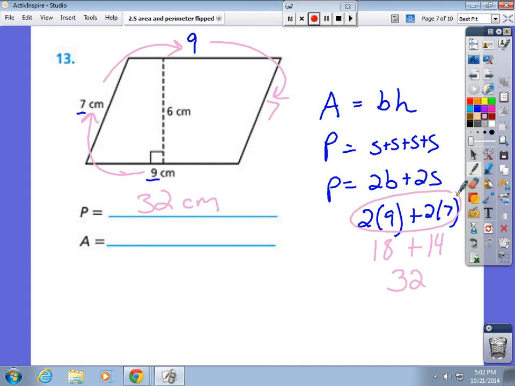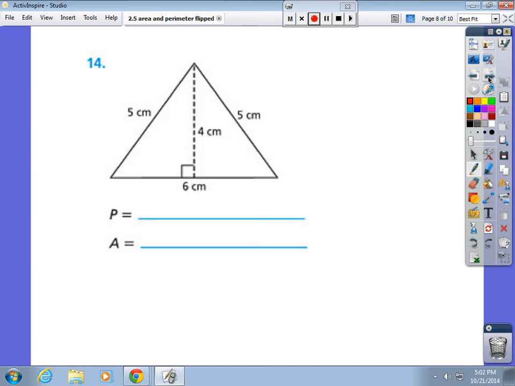Otherwise, you could have done this formula, filling everything in. Area, base times height. Let's go red, base of 9, height of 6. 6 times 9 gives me an area of 54 centimeters squared, or square centimeters, either way works for me. 14, triangle.